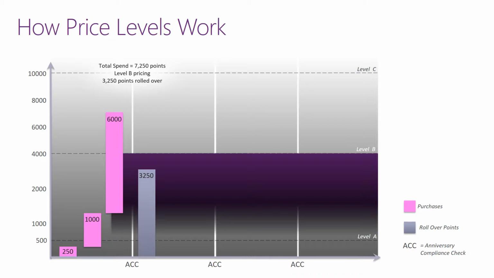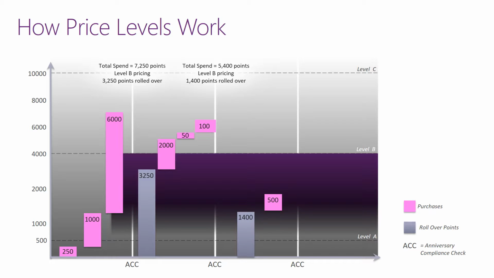Let's imagine that these are their orders for the rest of the year, and you can see that again they're in the level B price region. The same thing happens at the end of the year, where the total spend is calculated, the customer is confirmed as having level B pricing for the following year, and there are some more rollover points. This is what happens at the beginning of the third year that we're looking at here. The rollover points are applied, and an order is made.